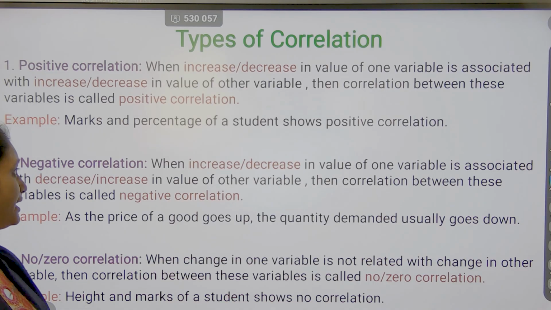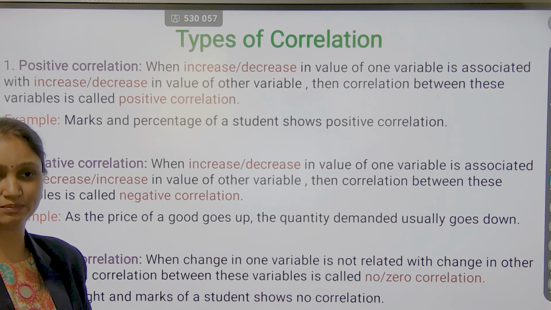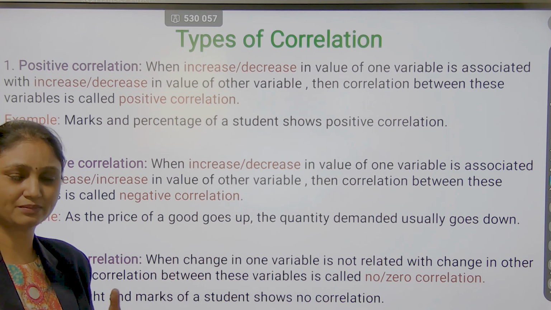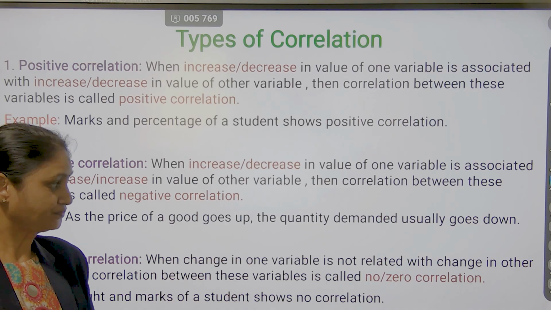An example of positive correlation is that marks and percentage of a student show positive correlation. If the marks are good, then the percentage will be good. If the marks are poor, then the percentage will be poor. So this is the positive correlation.